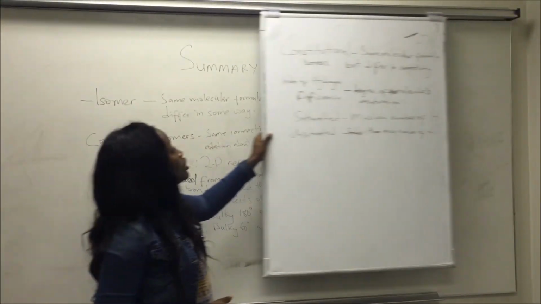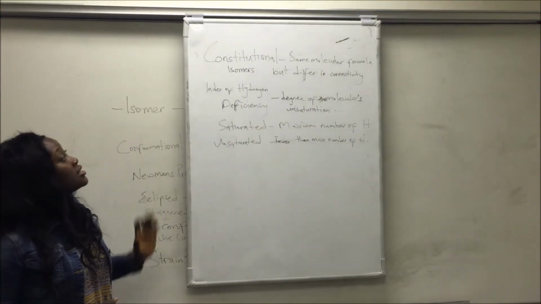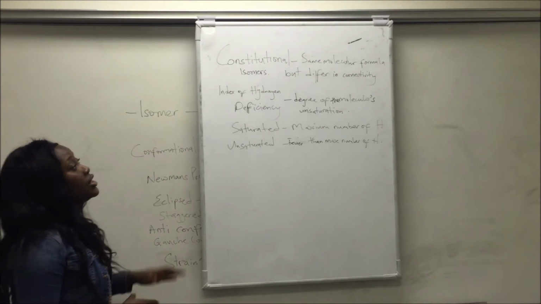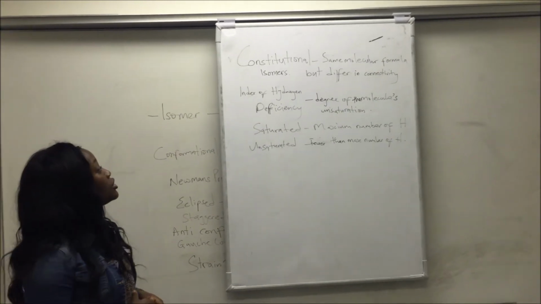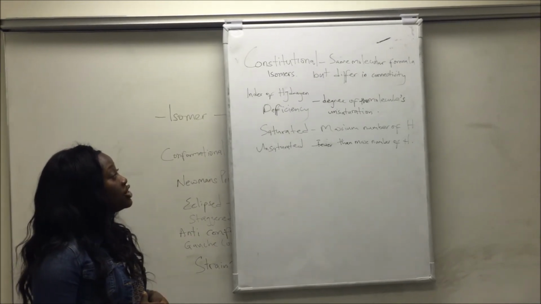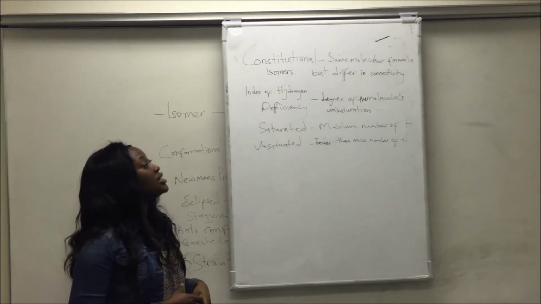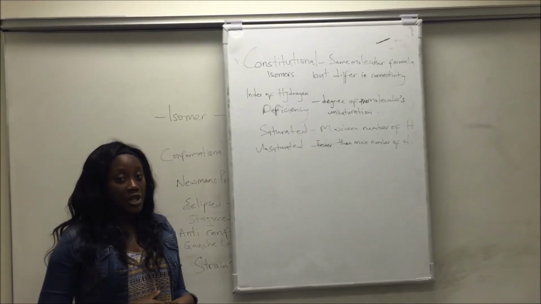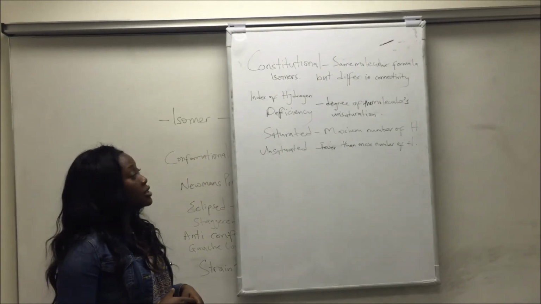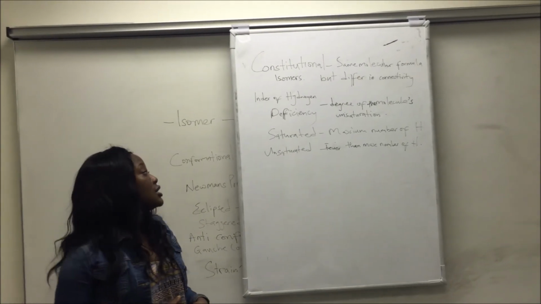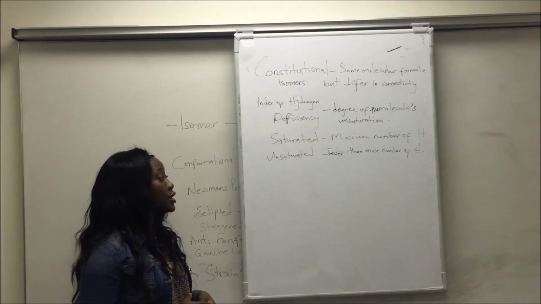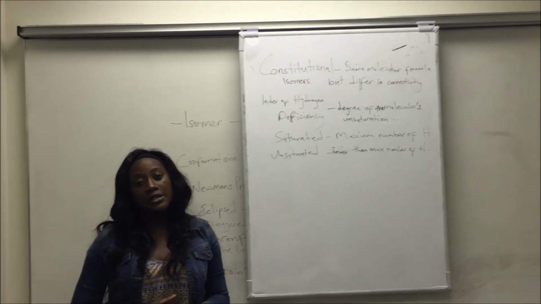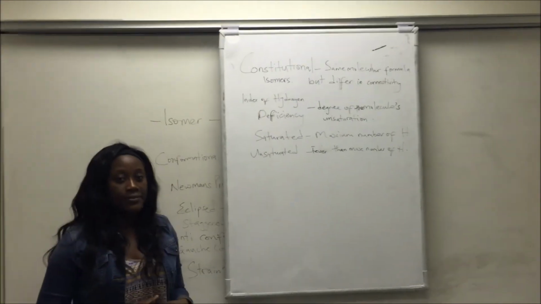Then we also talked about constitutional isomers, which have the same molecular formula but differ in connectivity. We also talked about index of hydrogen deficiency, which is the degree of the molecule's unsaturation. We talked about saturated and unsaturated molecules. Saturated molecules have the maximum number of hydrogens, while unsaturated molecules have fewer than the maximum number of hydrogens.